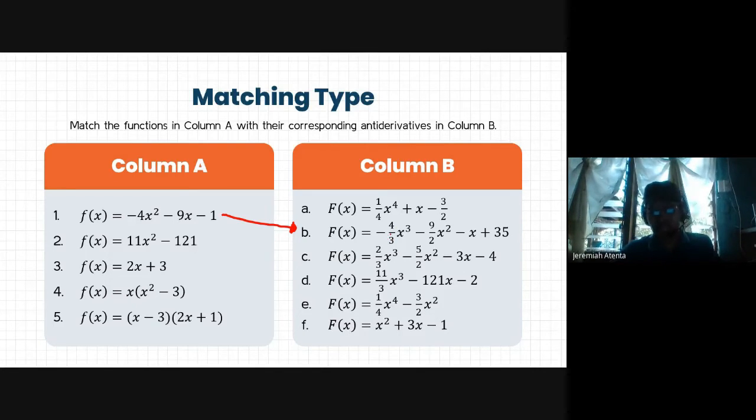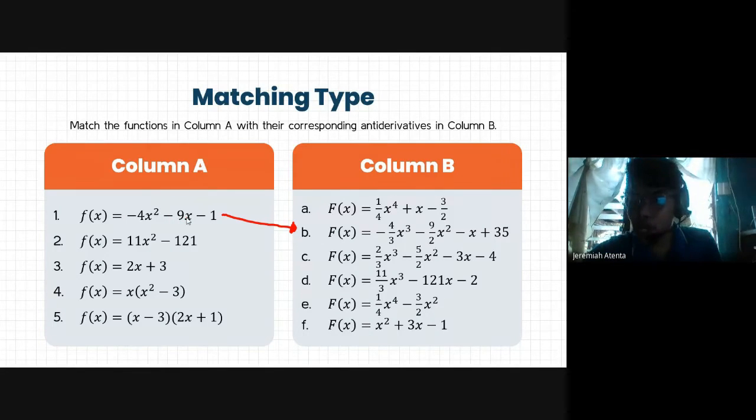So first, we differentiate negative 4 thirds x cubed. That is equal to negative 4x squared. Then negative 9 halves x squared, the derivative is negative 9x. Negative x, the derivative is negative 1. Plus 35, derivative is 0. Therefore, the derivative is equal to the given function in number 1. So therefore, number 1, the answer is letter B. Okay, B dapat siya.